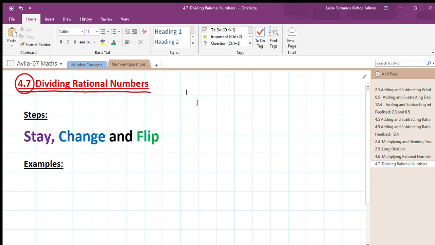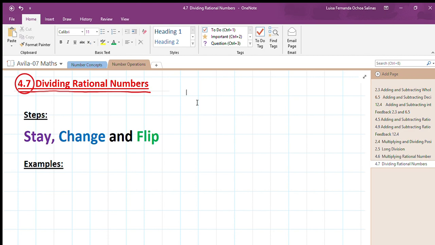Okay, girls, so we're going to start our chapter 4.7, which is dividing rational numbers. To divide rational numbers, we have to remember that division is the opposite operation of multiplication. I'm going to start first by the steps. Some of you might have learned this in primary school. If you haven't, this is the way that we're going to do it. You're going to remember it by stay, change, and flip.